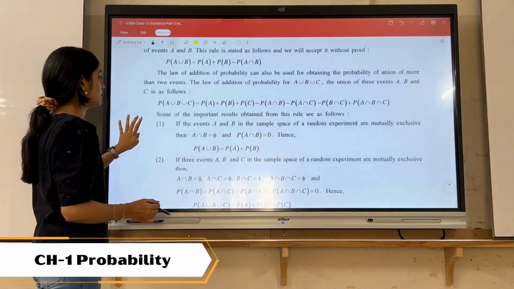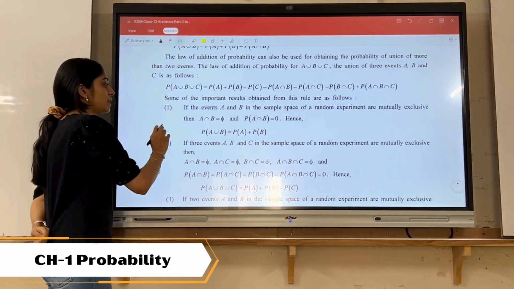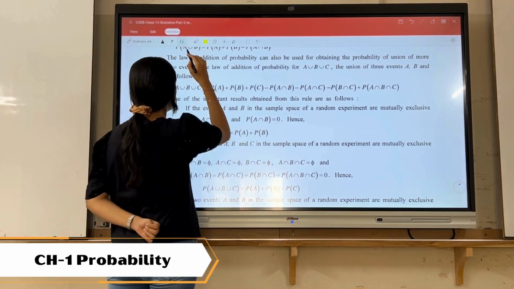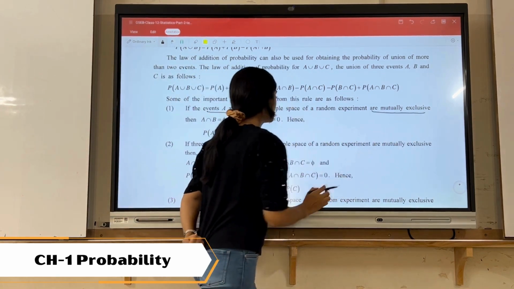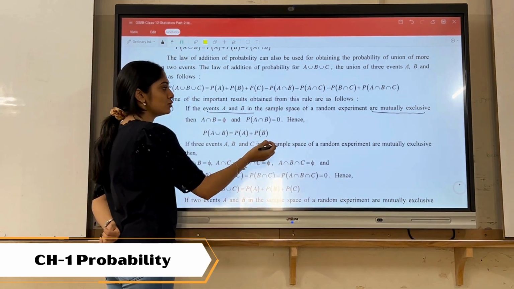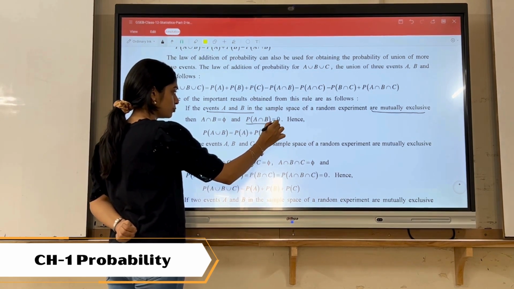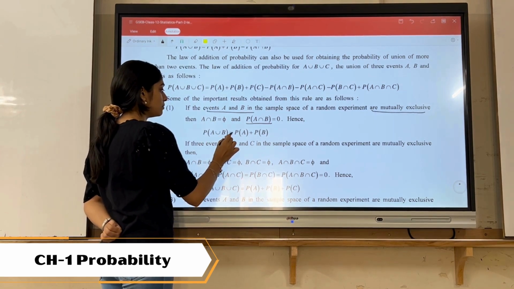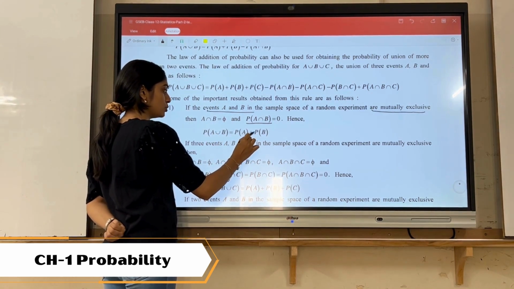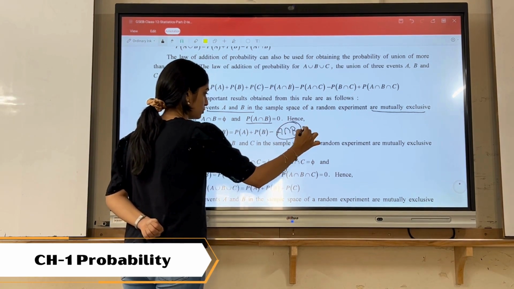Now these are some of the important results that are obtained from this rule. First states that if events A and B are mutually exclusive events, then we know that P of A intersection B is equal to 0. So from the formula for A union B, we are just supposed to write P of A plus P of B, because A intersection B is 0, so we are not supposed to write that.